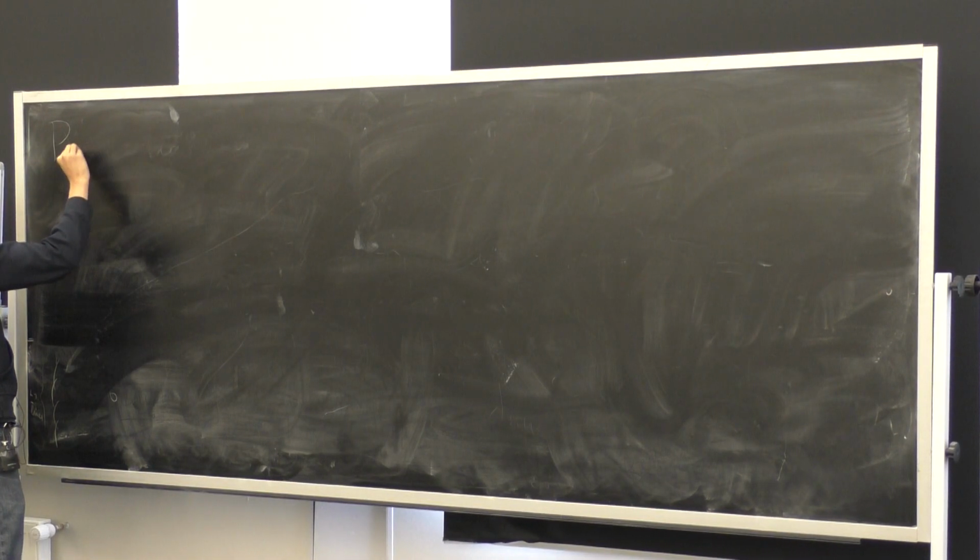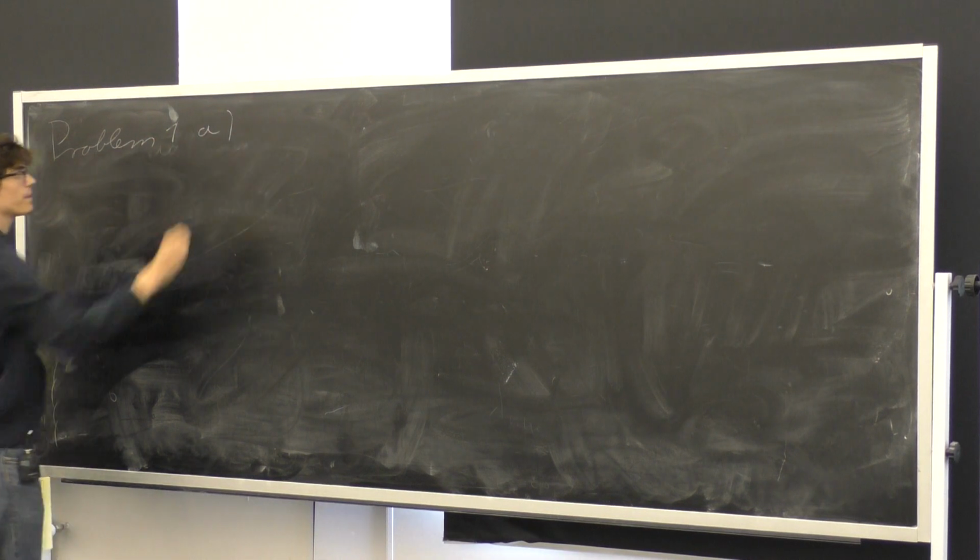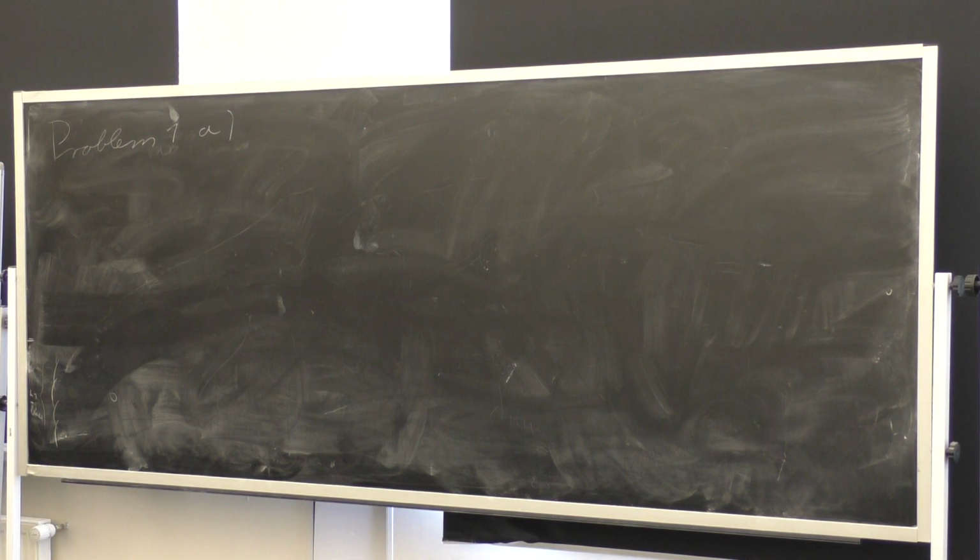Start with problem 1. Okay, so we're supposed to check that the affine Grassmannian classifies these pairs of a principal bundle and some isomorphisms.